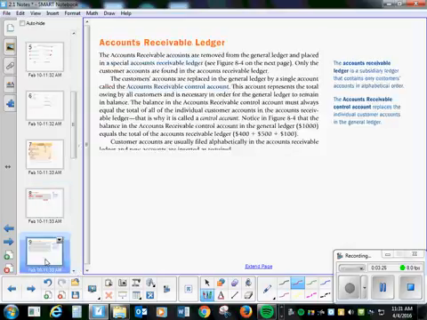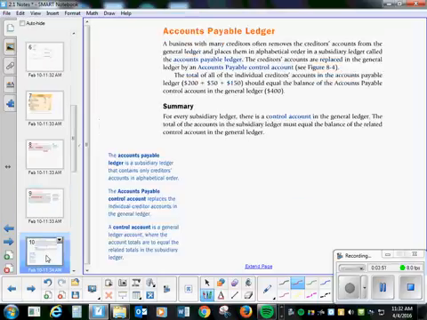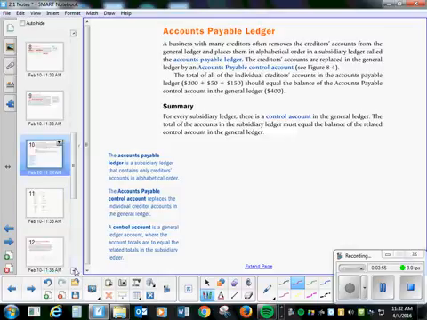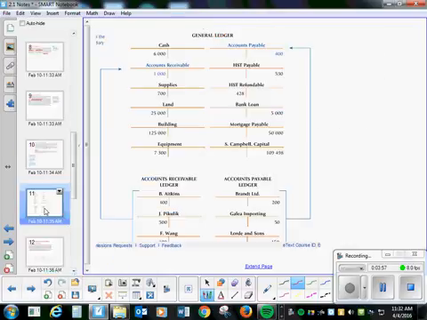Okay, so the first one we're going to create is called our accounts receivable ledger. What it's going to do is total up all of your accounts receivable, and it's going to use one amount only. Then you're going to put all of the customers' names and the amounts that they owe you into something called the accounts receivable control account. The same thing is going to go with the accounts payable. And I think I have an example here to show you as well.